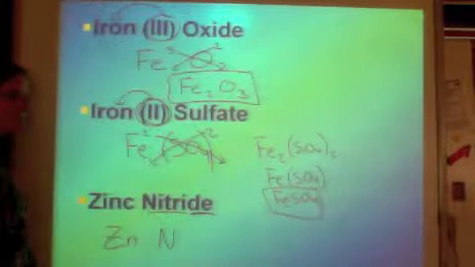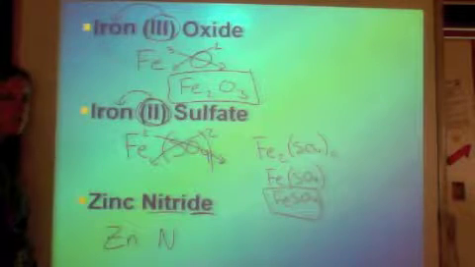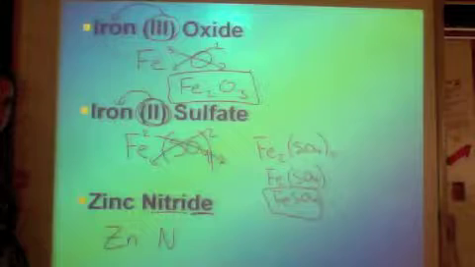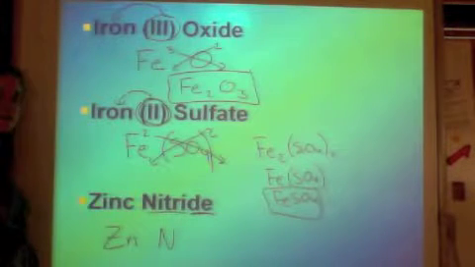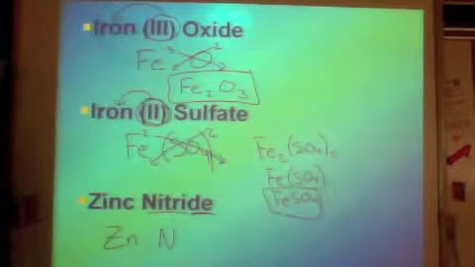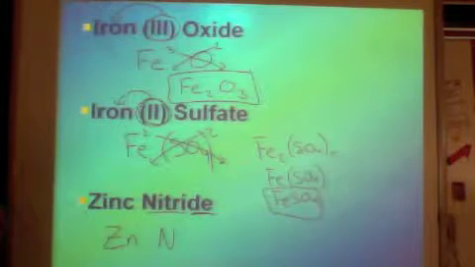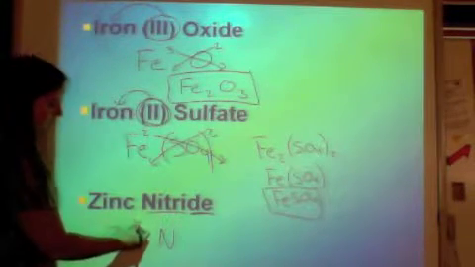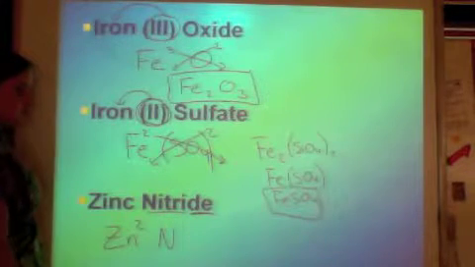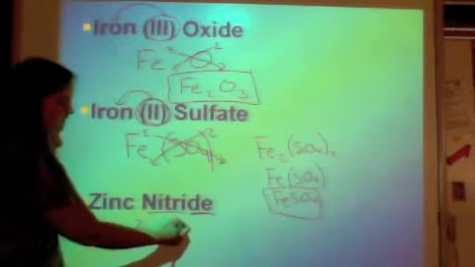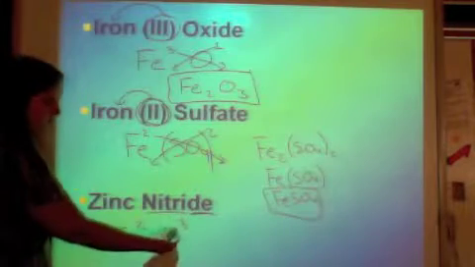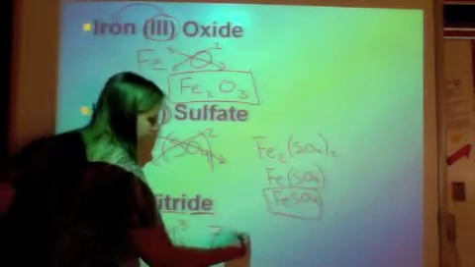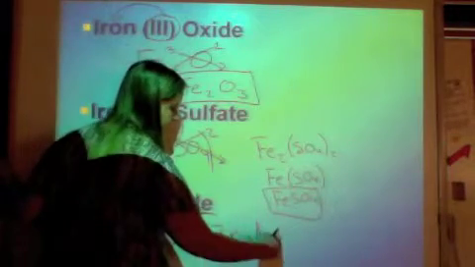Zinc is in the middle of the periodic table. It's not in the tall columns. So how do we know its charge? It's one of the 6 ions that I told you has a specific charge. Look at those 6 that I told you the charges to. Zinc will always have a 2+ charge. Nitrogen is in group 15. It has a charge of 3. Cross. Zn3N2.